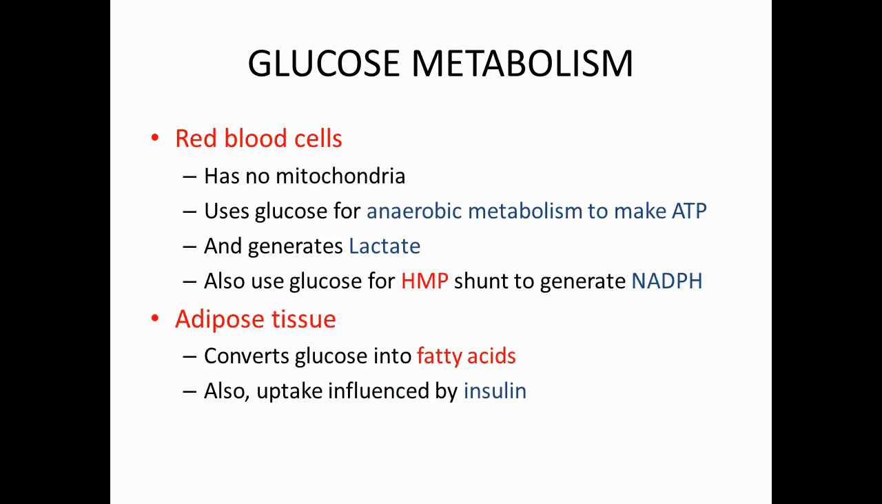Our red blood cells have no mitochondria, that's why they cannot run the TCA cycle, so they use glucose in anaerobic metabolism to make ATP and generate lactate. They also use glucose for the HMP shunt to generate NADPH in red blood cells. In adipose tissue, glucose is converted into fatty acids, and this uptake is also influenced by insulin.